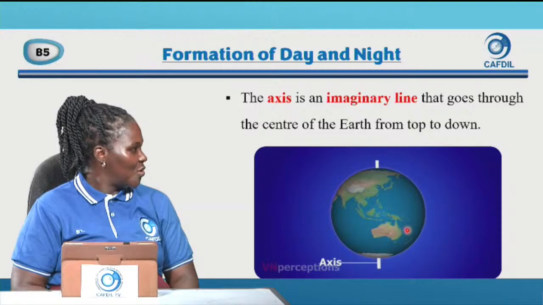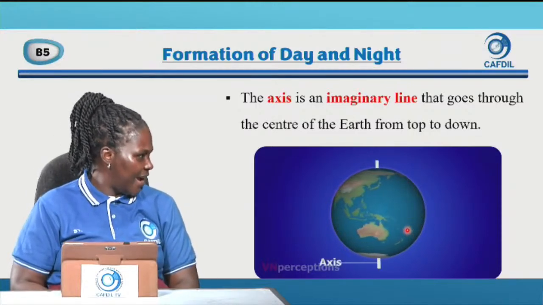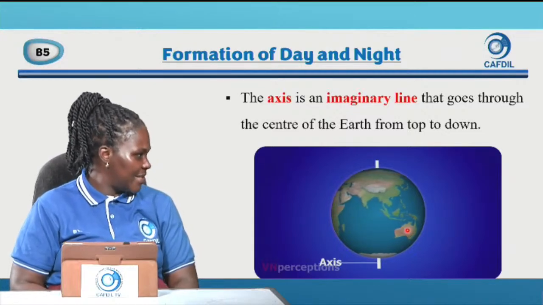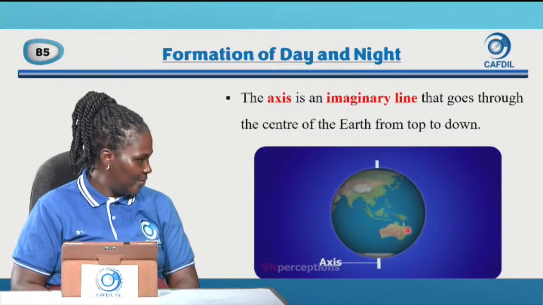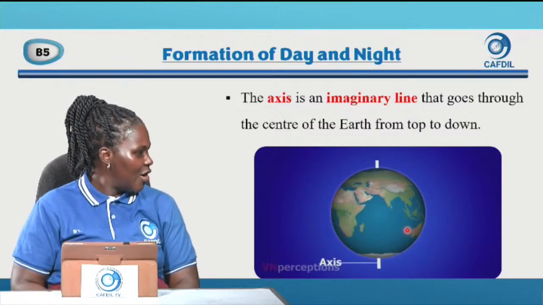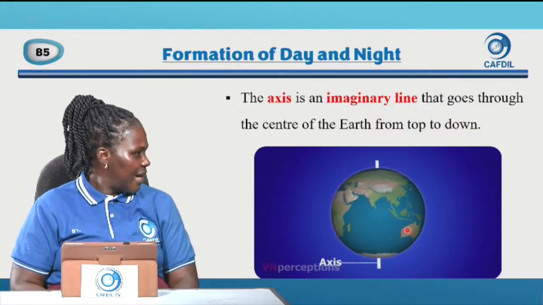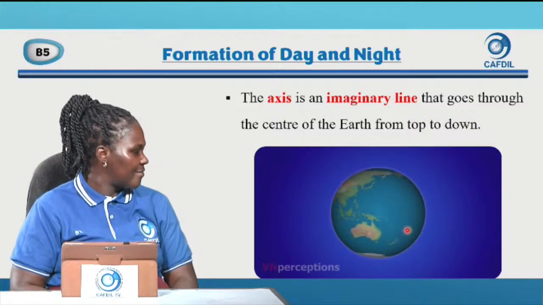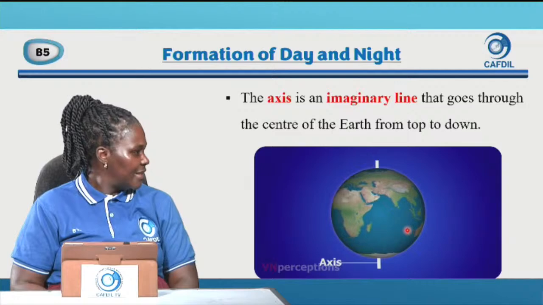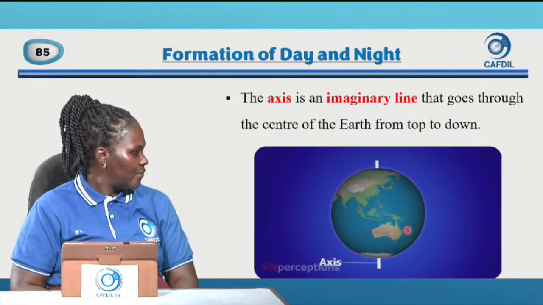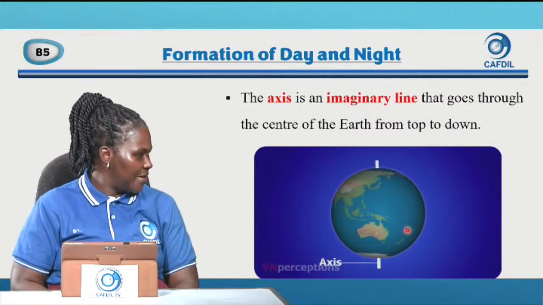Okay, so the axis is an imaginary line that goes through the center of the earth from top to down. As we can see on our screen, the imaginary line, the white line there. So let's look at how it is from the video on our screen.